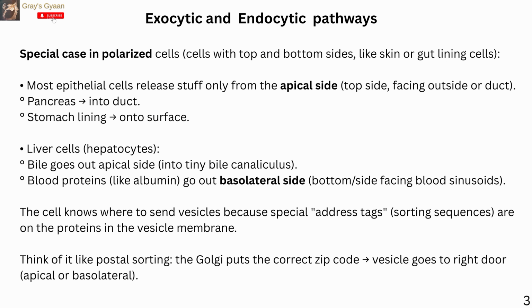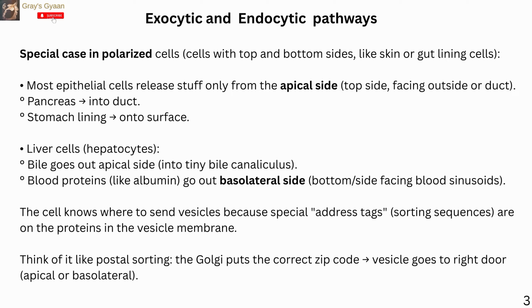Special case in polarized cells, cells with top and bottom sides, like skin or gut lining cells. Most epithelial cells release stuff only from the apical side, the top side, facing outside or a duct. Pancreas, into a duct. Stomach lining, onto the surface. Liver cells: bile goes out the apical side into the tiny bile canaliculus. Blood proteins, like albumin, go out the basolateral side, the bottom or side facing the blood sinusoids.